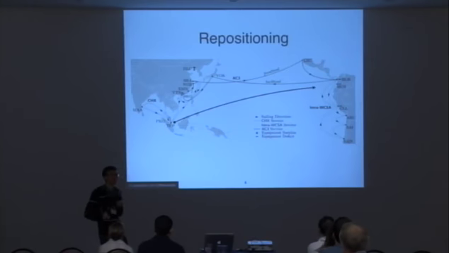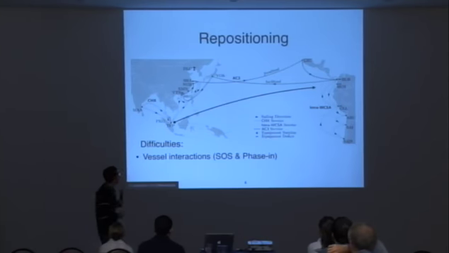So what are the difficult components of this problem? Well, first are the vessel interactions in the sail on service and the phase-in. That's when you join a service. Basically because the sail on service is essentially a free way to move between two ports, you want to try to find the cheapest way for vessels to use a sail on service. And so they're all going to kind of compete to use this.